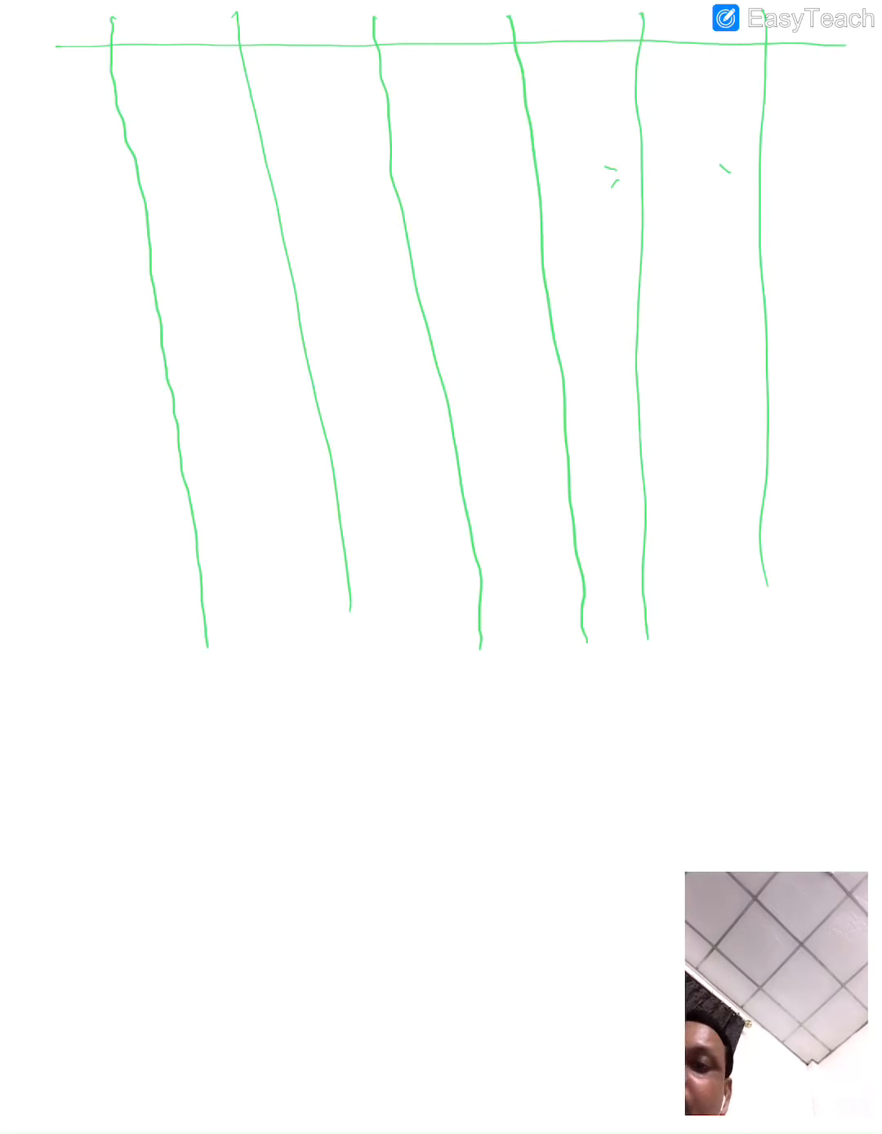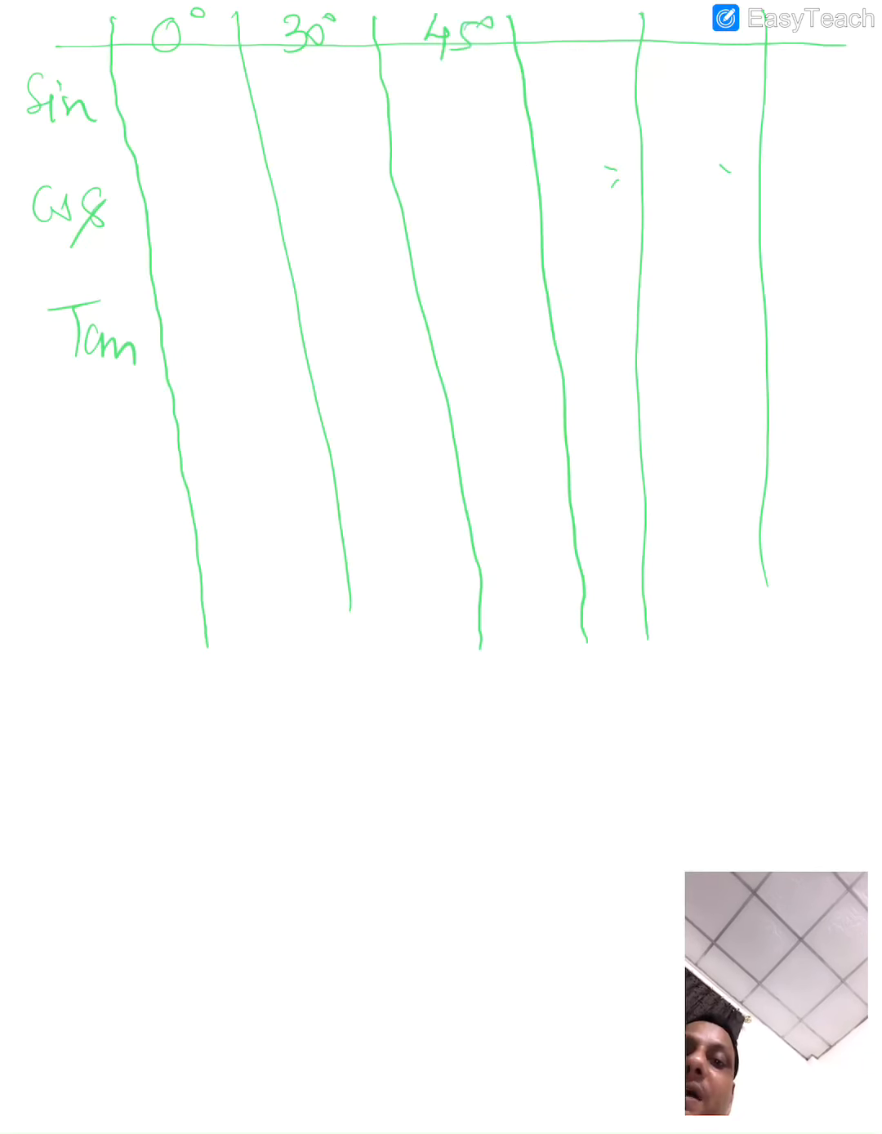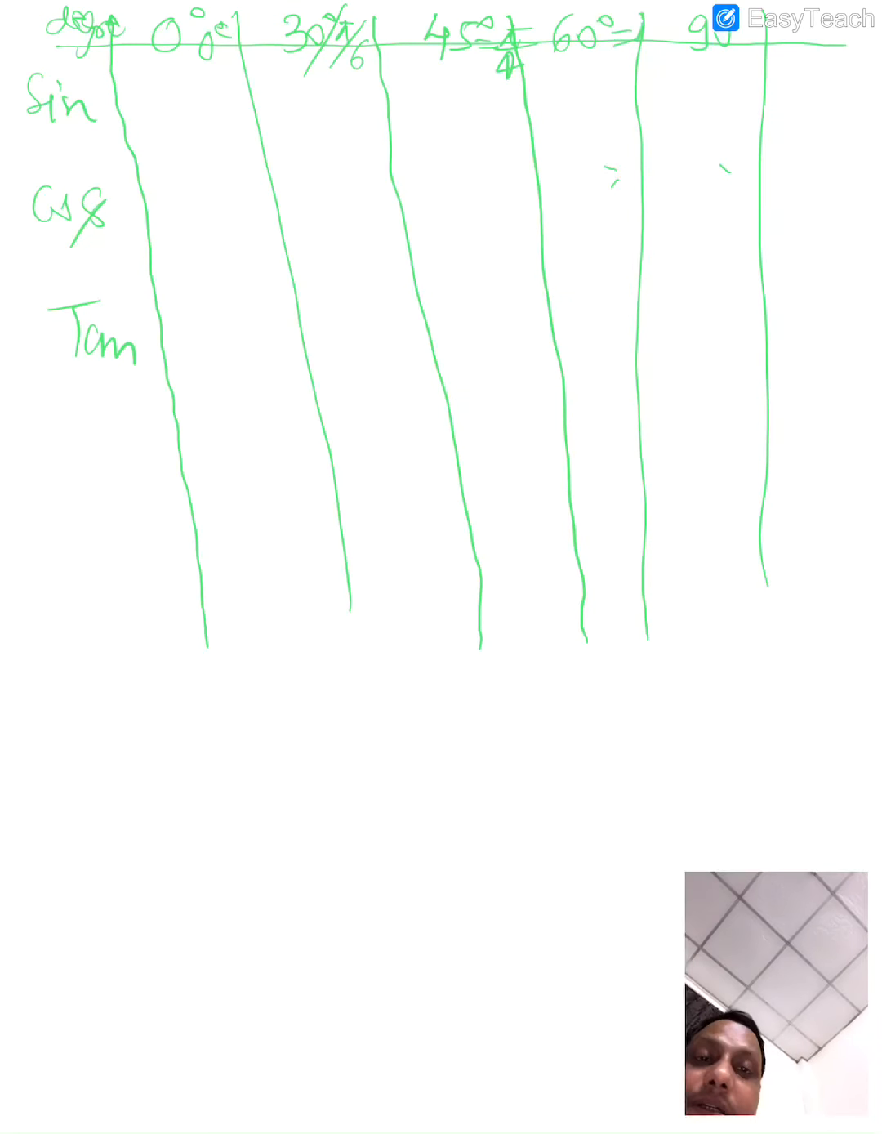So here we have sine, cos, and tan. This is 0 degree, this is 30 degree, this is 45 degree, this is 60 degree, and this is 90 degree. Generally this is in degrees. But if you want to talk about radians, 0 is 0, then 30 is pi over 6, right? 45 is pi over 4, and 60 is pi over 3, and 90 is pi over 2.